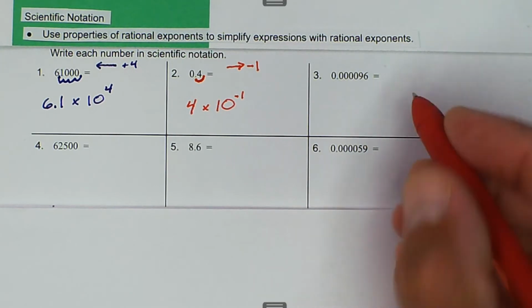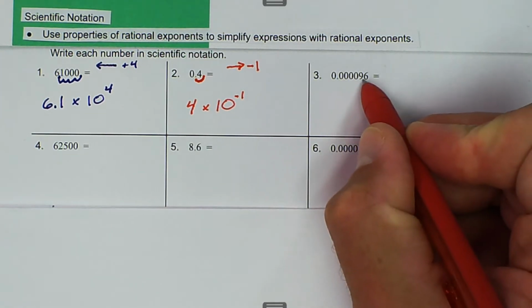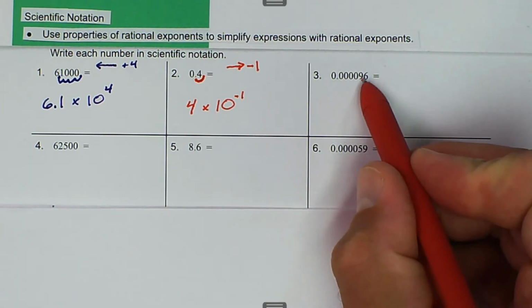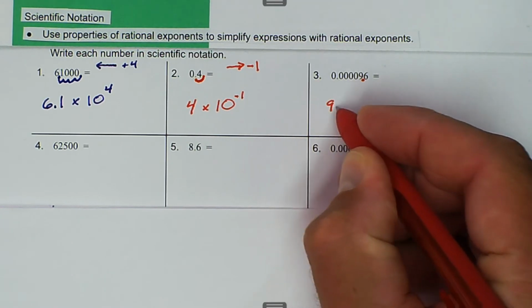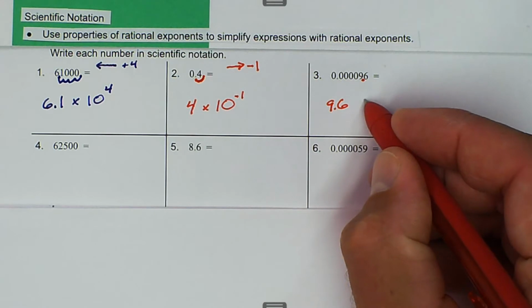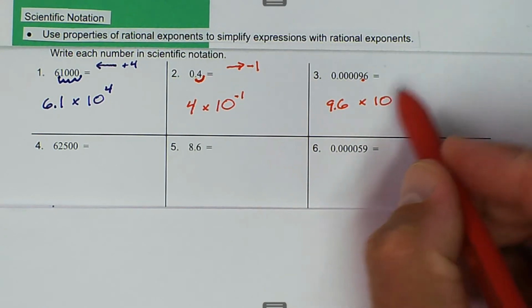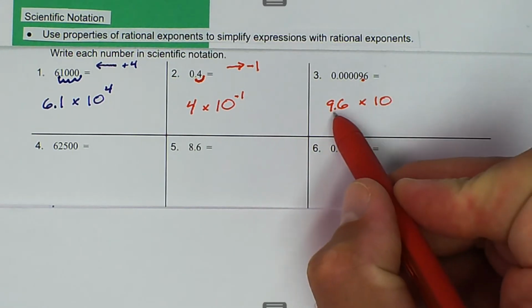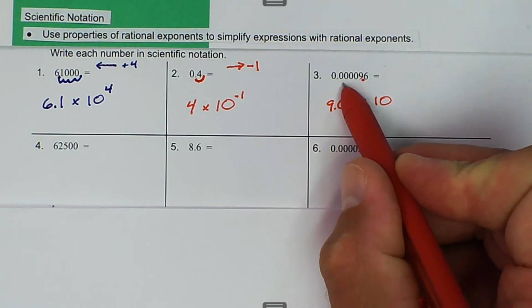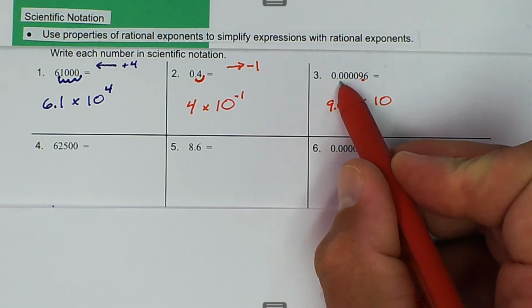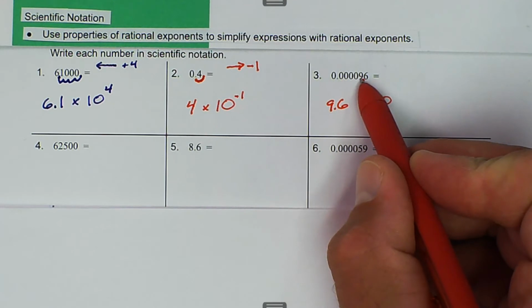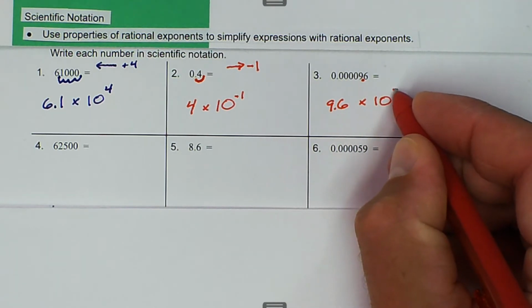If we look at number 3, again, we want to put the decimal so that only the lead term is in the ones place. So we have 9.6. And then we're still going to have times 10. And then we have to figure out what our exponent is. Now, 9.6 is a lot larger than 0.000096. So we know that it's going to be negative.